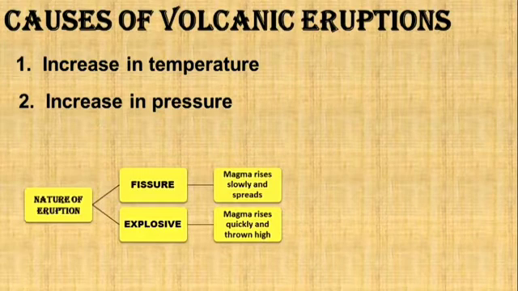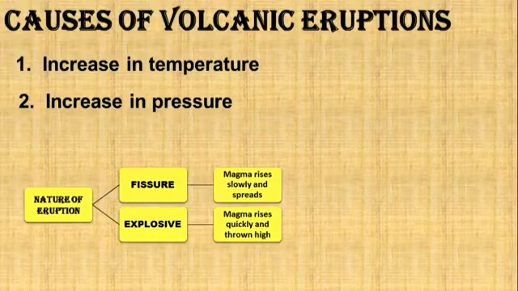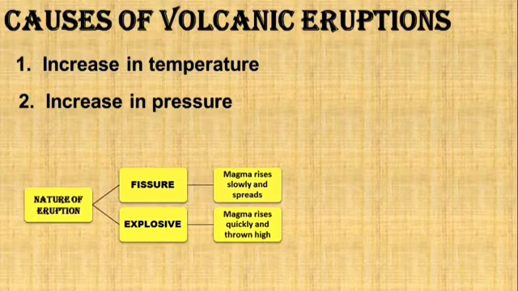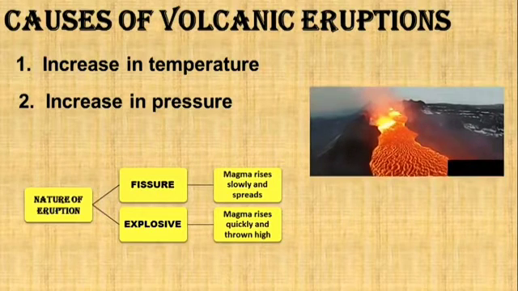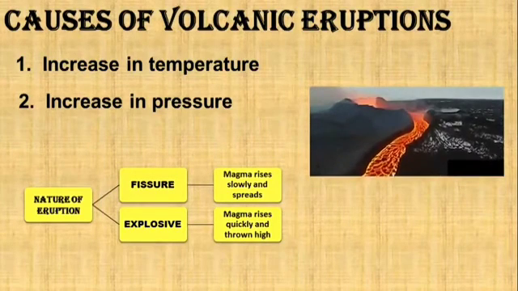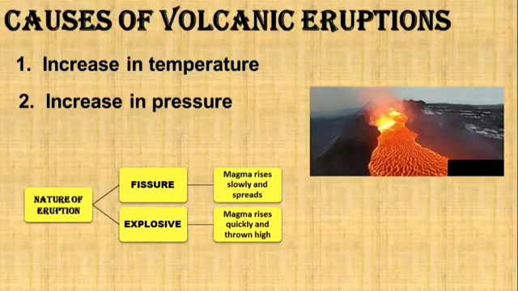Nature of eruption. The volcanic eruption is of two types. One is fissure eruption, where the magma rises slowly to the surface and spreads over a vast area. The Deccan Plateau in India was formed in this way. Here you can see the fissure eruption. The magma rises slowly and there are no explosions.